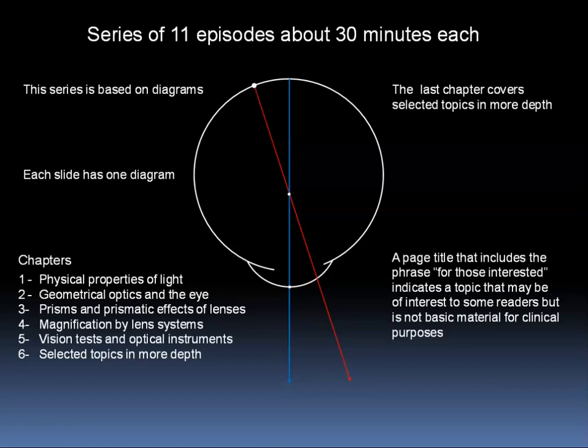The series is based on diagrams. Each slide has one diagram, and there are a total of 278 slides. The chapters are divided up into physical properties of light, geometrical optics, prisms, magnification, vision tests, optical instruments, and selected topics more in depth.